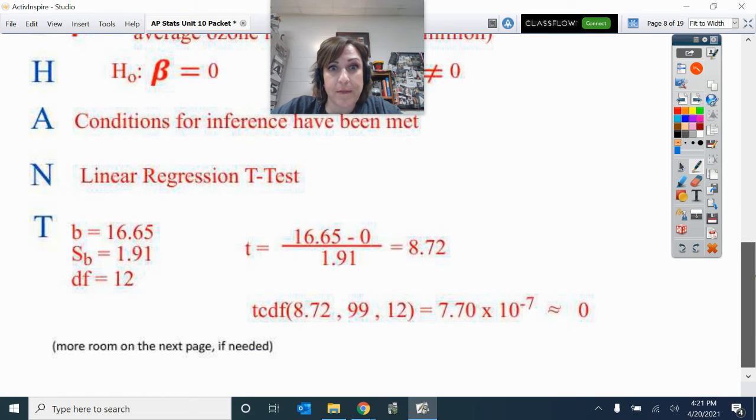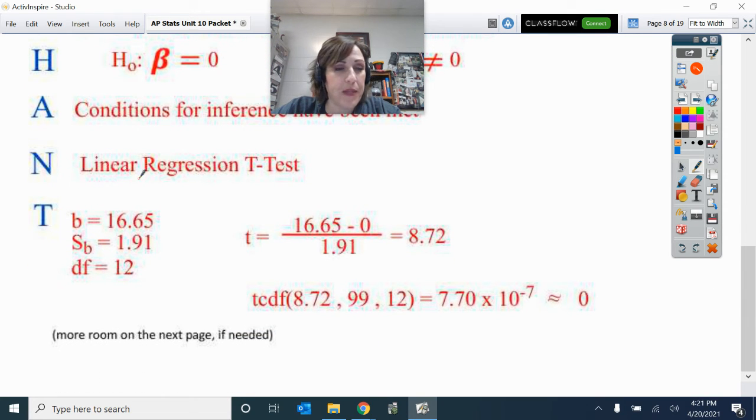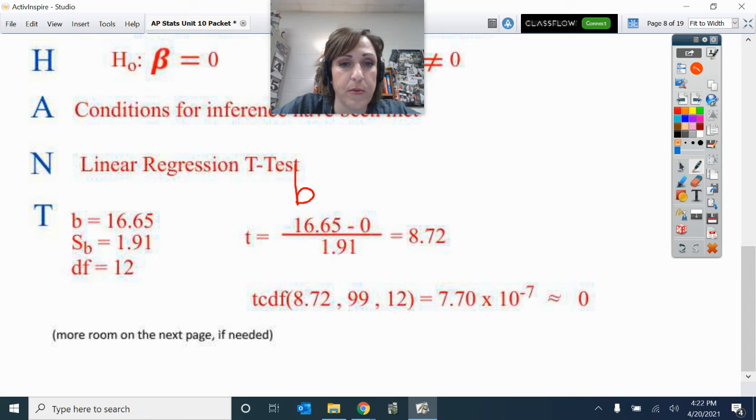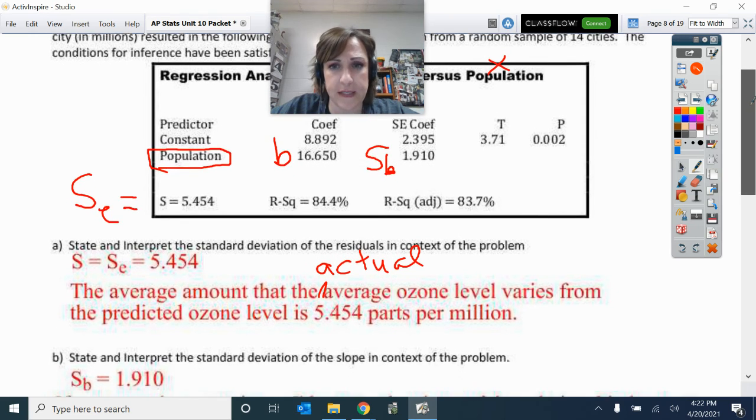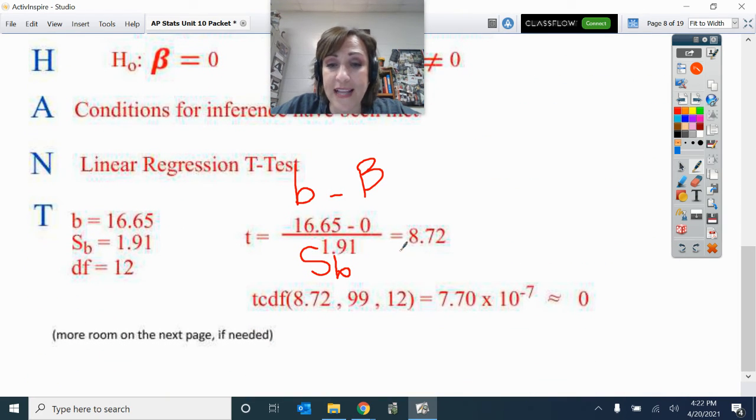Whew, I think I might have messed up on my p-value. So let's talk about it. Linear regression t-test. Okay, so our t-score. Remember that our t-score comes from our sample slope minus our hypothesized slope over that standard deviation of slope. So was that sample slope 16.65? Okay, yes. All right. So look at there, I got this. And so that's way out there. Of course, our degrees of freedom were 12 because there were 14 cities, and 14 minus 2 is 12.